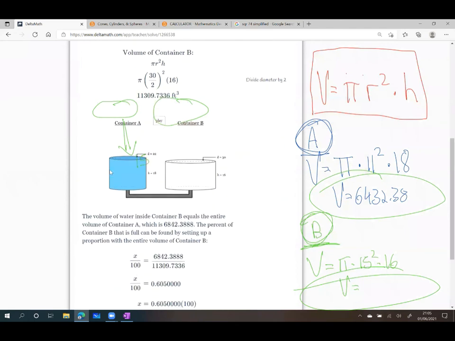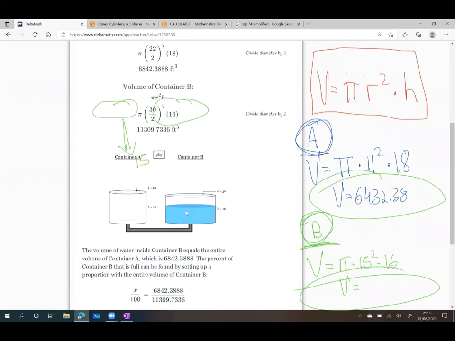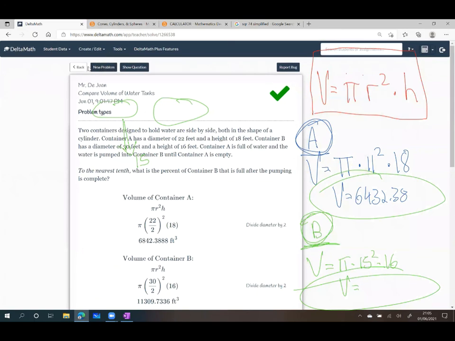And you can always visualize it as well, if you have that question, by looking at how much it looks to be full. How much does it look to be full? And this container looks to be more than 50. So yeah, 60.5 seems to be right.